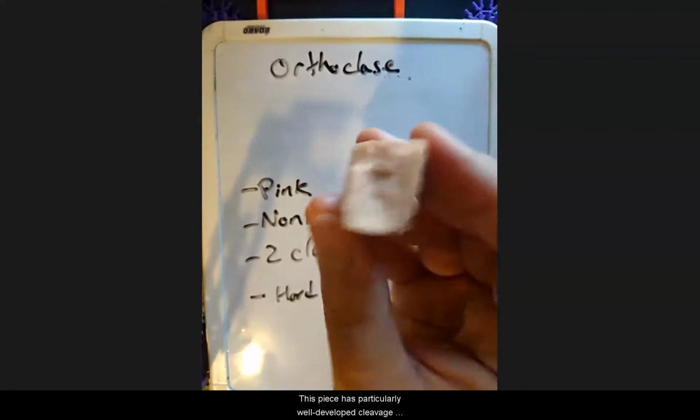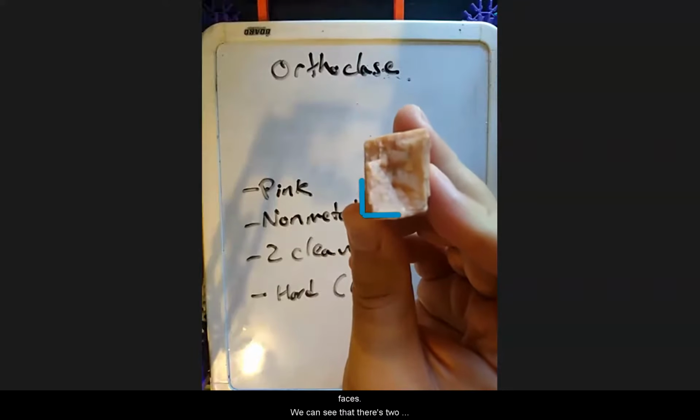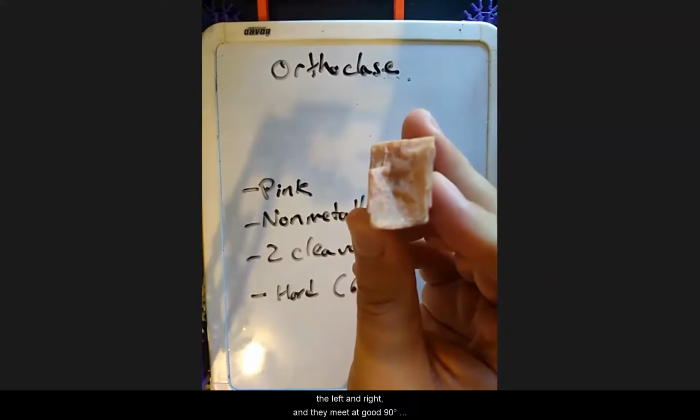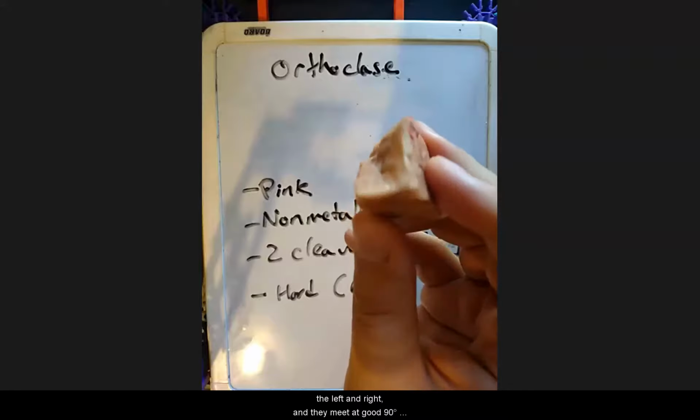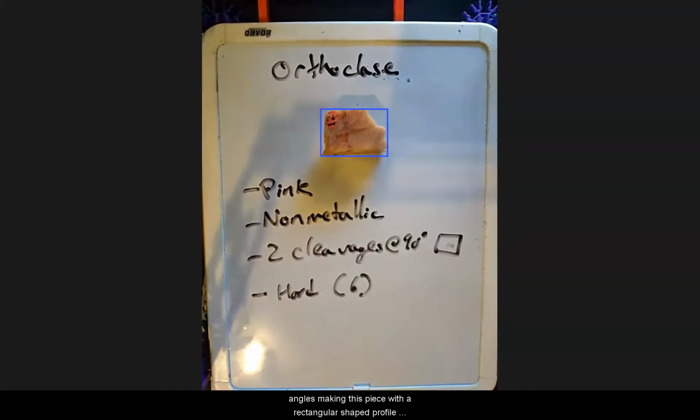This piece has particularly well-developed cleavage faces. We can see that there's two sets, the top and bottom, and the left and right, and they meet at good 90-degree angles, making this piece with a rectangular shaped profile, and in some cases a square shaped profile. It's going to be a hard mineral, so hardness of 6, just like plagioclase, scratches glass, doesn't scratch quartz.